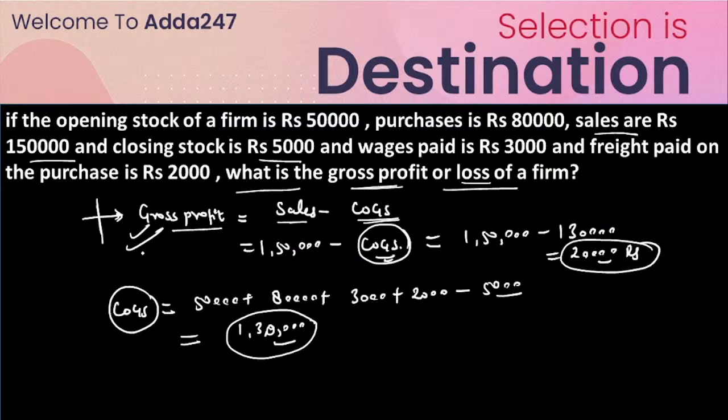Okay, just suppose sales are given here as 1 lakh rupees, and cost of goods sold is 1,30,000 rupees. That means the firm is in a loss, and that would be considered a gross loss of a firm. But here, because sales are higher than the cost of goods sold, it is considered a gross profit of a firm. So the answer of this question will be the gross profit of a firm, which is 20,000 rupees. So that would be the answer here.